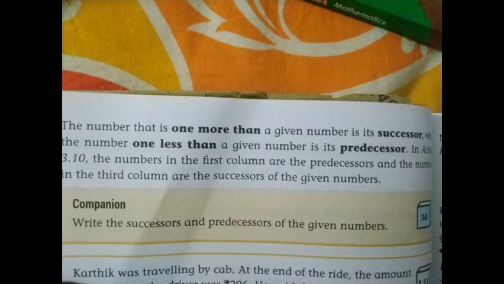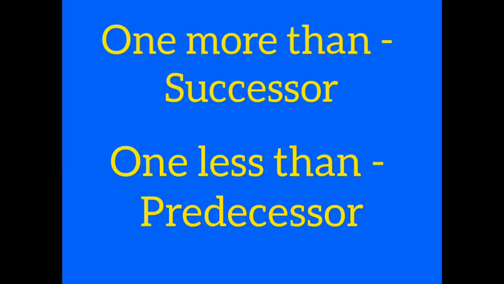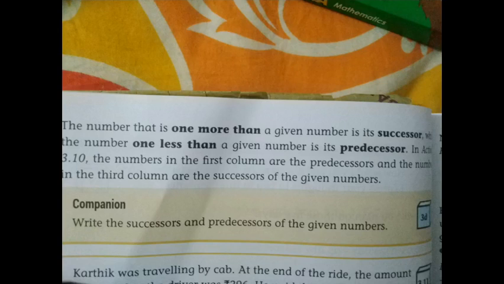23,450. Children, we have used two words in this table, one more than and one less than. For these two words, we have the prescribed term. For one more than, we can say it as successor. For one less than, we can say it as predecessor. The number that is one more than a given number is called successor, and the number one less than a given number is called predecessor. I repeat once again, one more than means successor, one less than means predecessor.